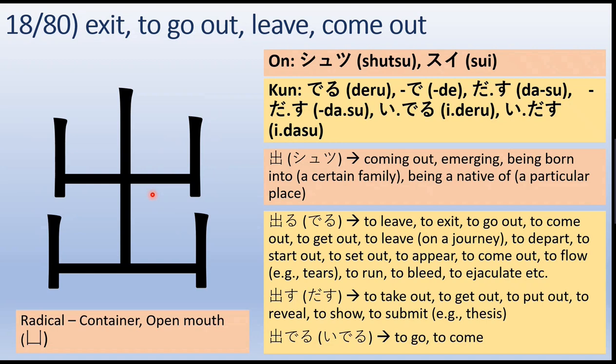This is a composite kanji whose radical will be a container, an open mouth container like this, and from this exit has been derived. So this is the stroke order. There are basically 5 strokes to complete this.